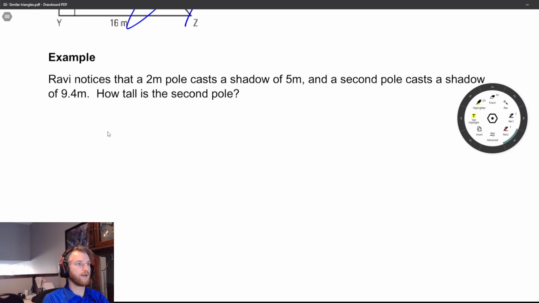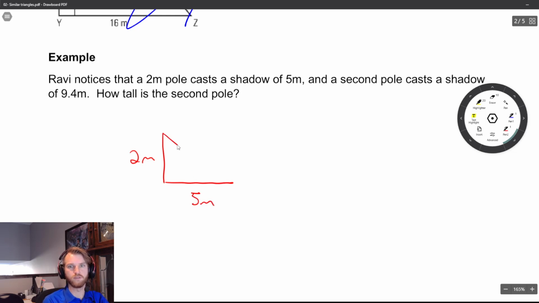Let's draw a picture of the first one. There's a 2-meter pole sticking out of the ground. That's 2 meters, and it casts a shadow of 5 meters. So I'm going to then draw this, like his shadow. We're making a triangle out of this.